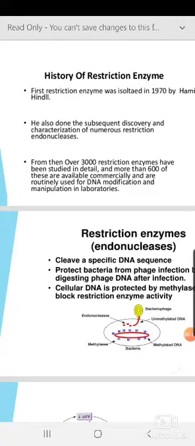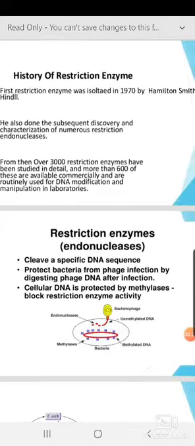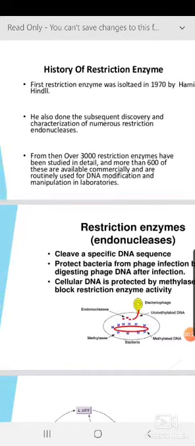The first restriction enzyme was isolated in 1970 by Hamilton Smith. The name of the enzyme was HindII. He made the subsequent discovery and characterization of numerous restriction endonucleases. Since then, over 3,000 restriction enzymes have been studied in detail, and more than 600 of these are available commercially and are routinely used in DNA modification and manipulation in laboratories.